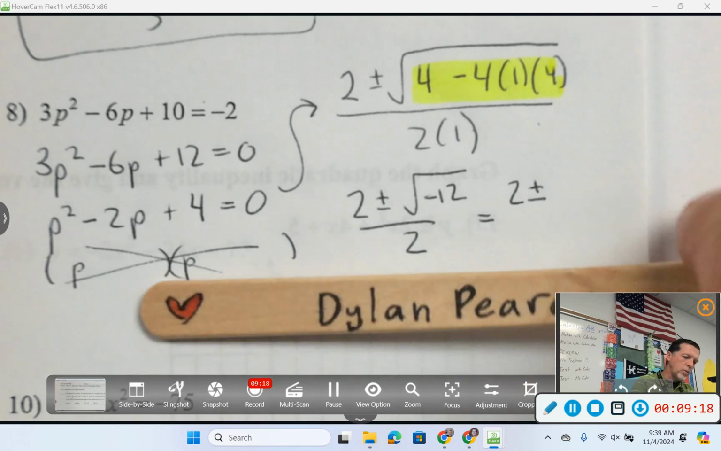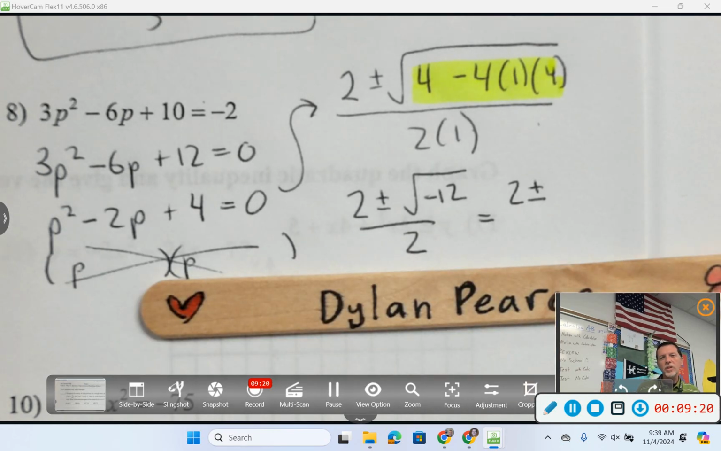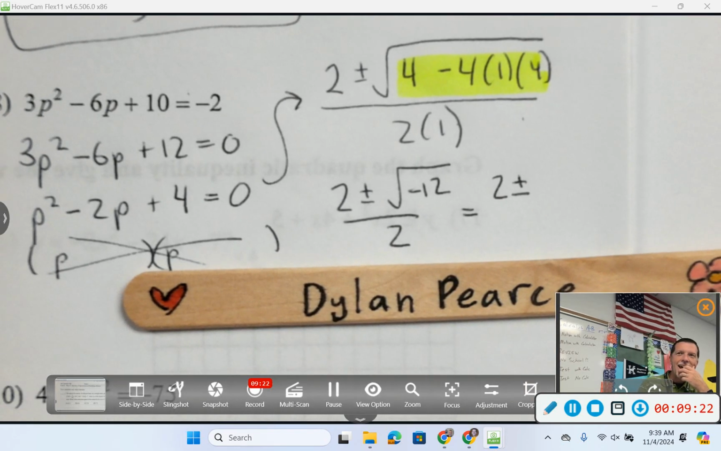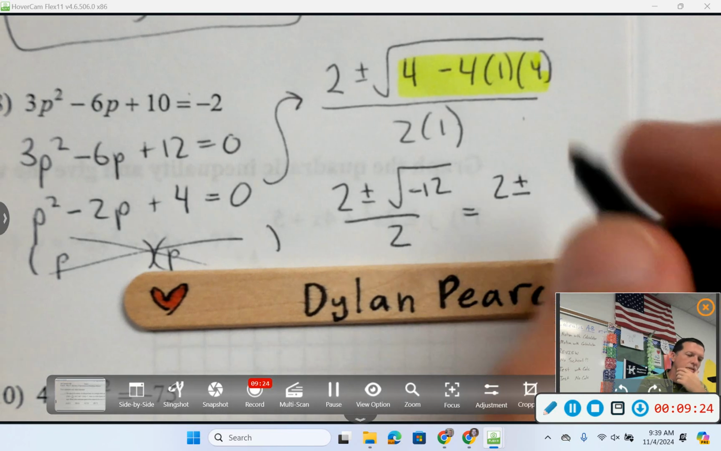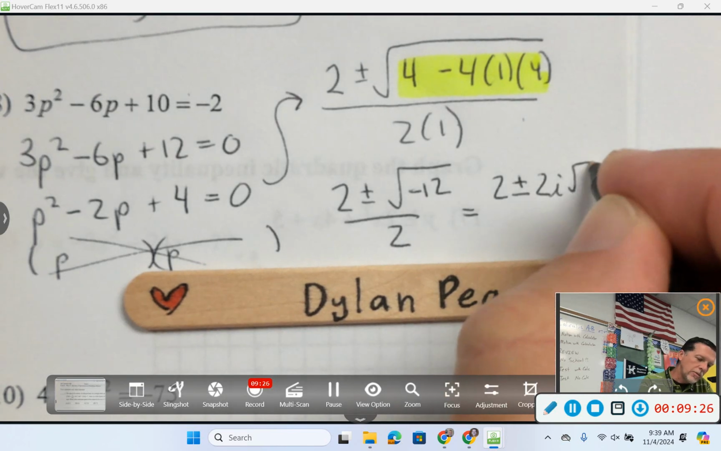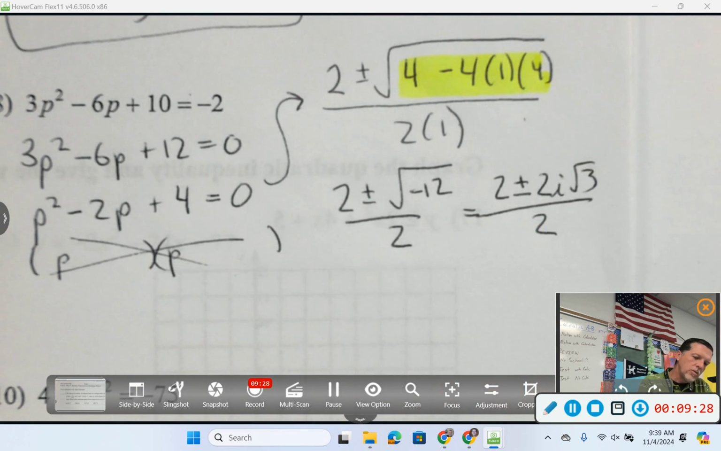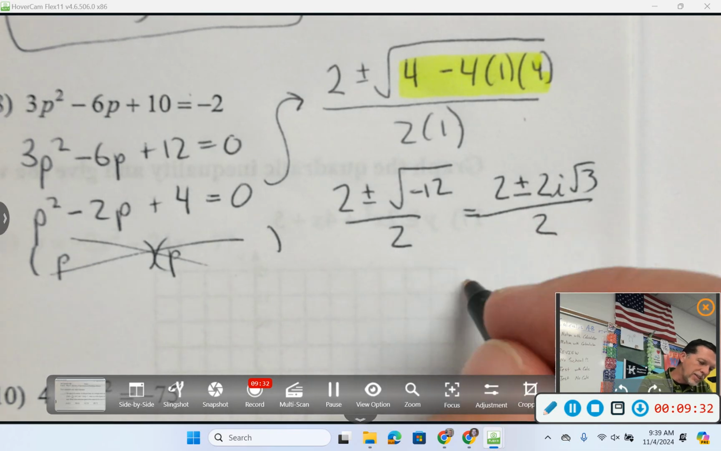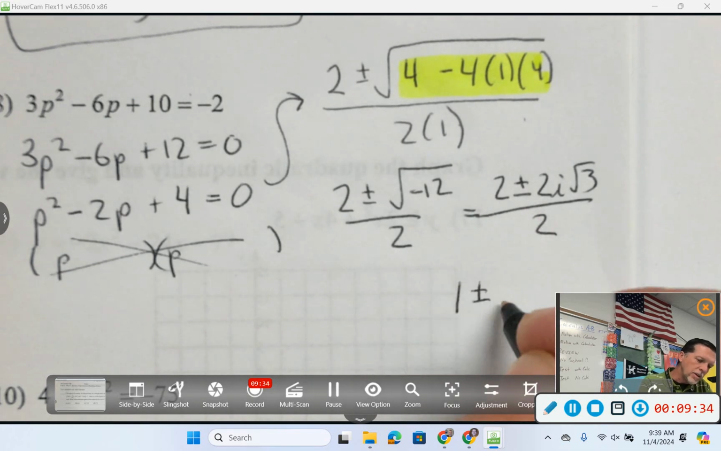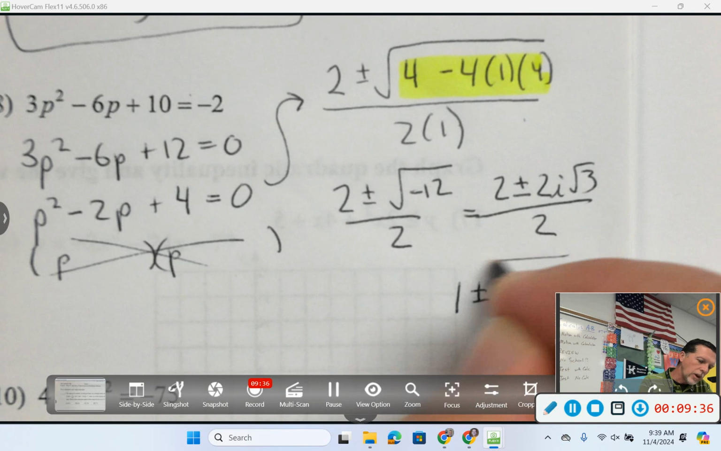What about the 12, Dylan? What's the square root of 12? 2 root 3. So 2i root 3 over 2. And I can indeed divide both of them by 2. So 1 plus or minus i root 3.